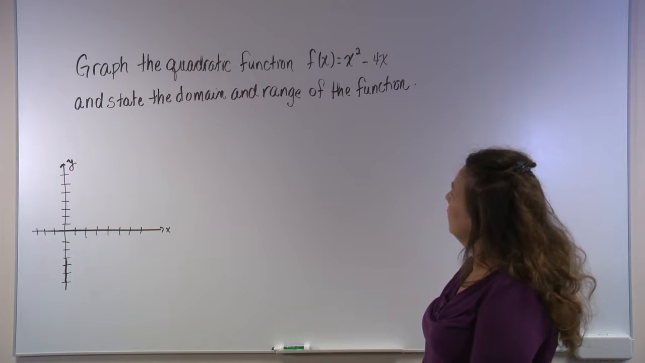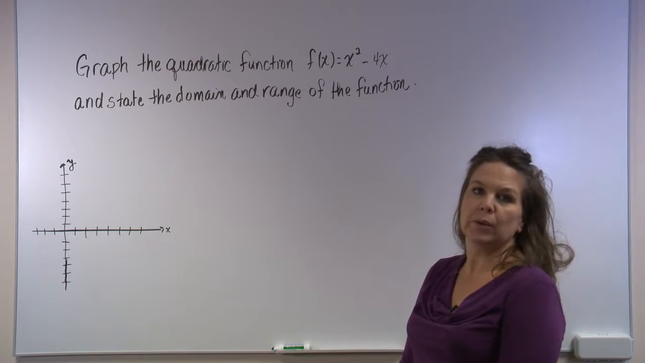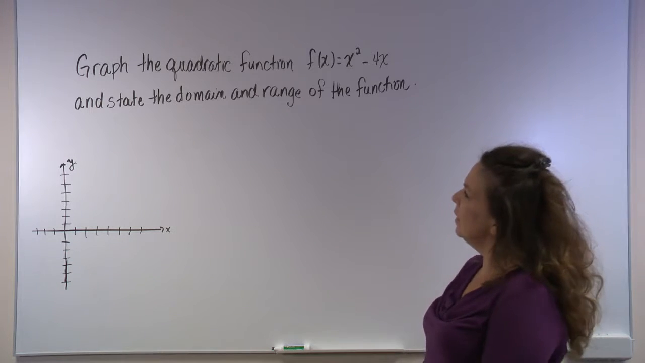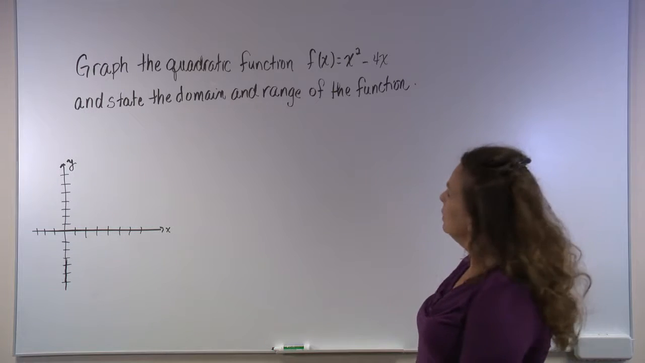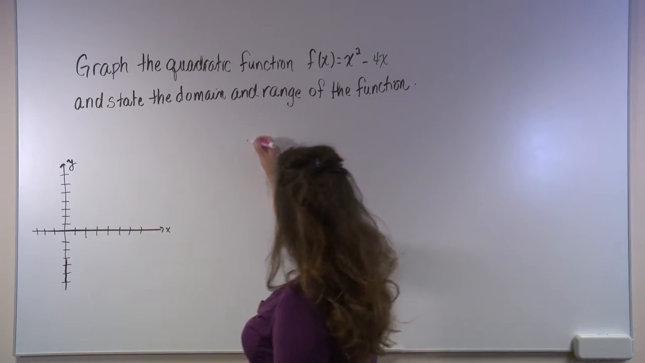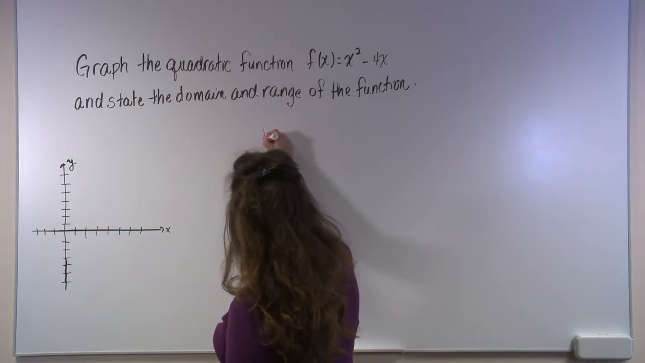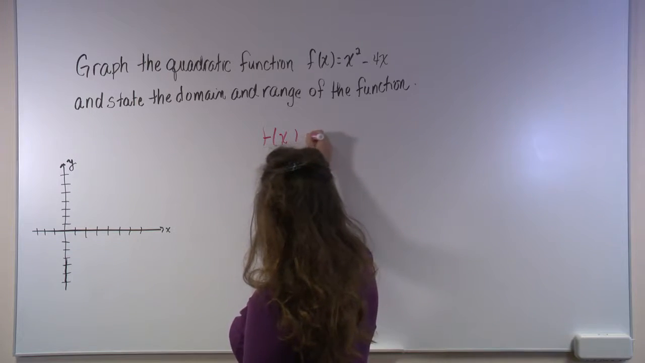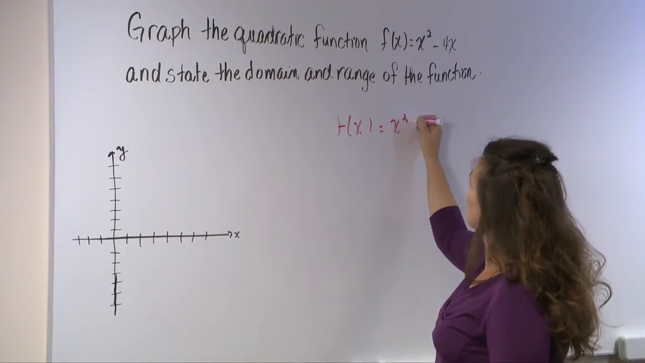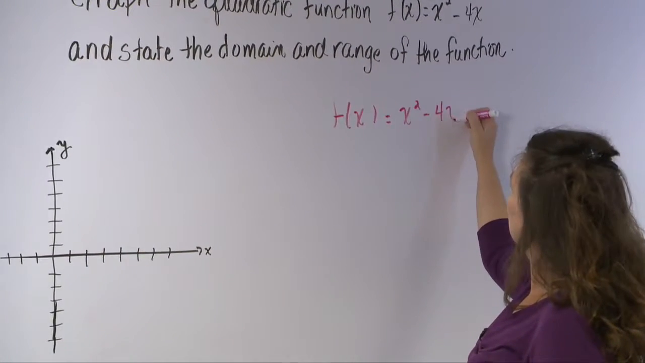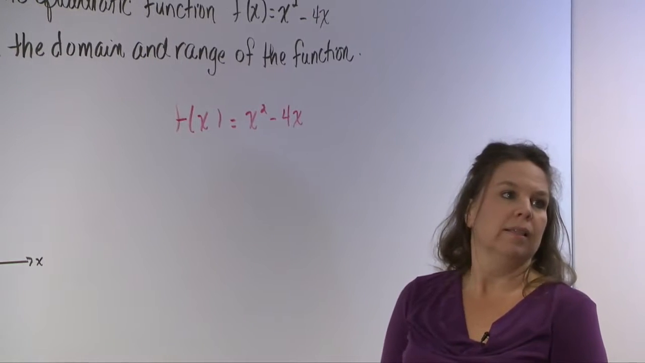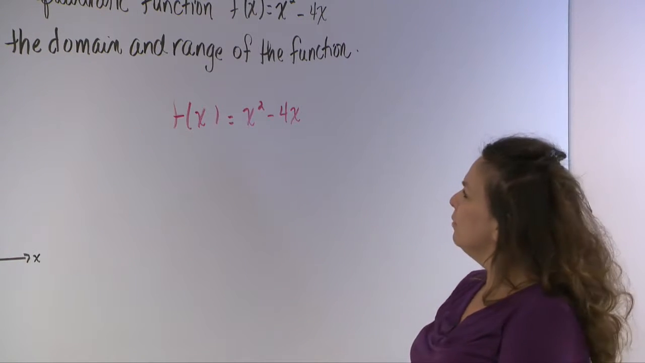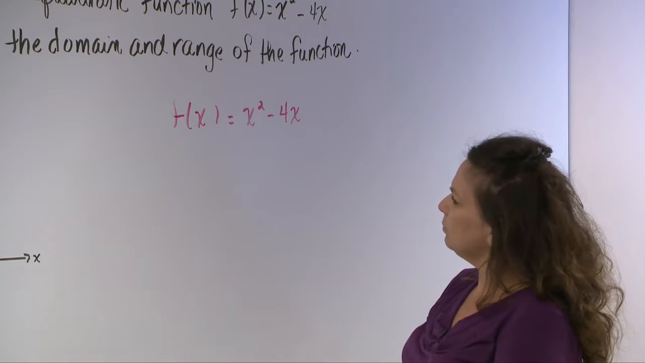Graph the quadratic function f of x is equal to x squared minus 4x and state the domain and range of the function. So to begin, I'm going to look at the function we were given. F of x is equal to x squared minus 4x. A couple things that I'd like to determine are the x-intercepts and the vertex of the function.